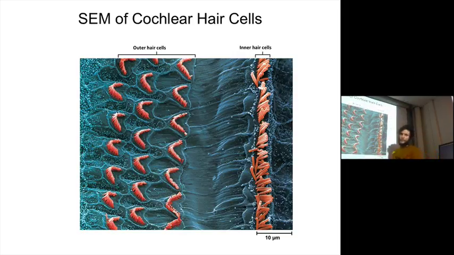So here is a scanning electron micrograph of the hair cells. The tectorial membrane has been removed here. We can look down onto the organ of Corti. Here are the outer hair cells. Here's the slope. Here are the inner hair cells. And back here would be the center of the cochlea and the spiral ganglia that are connected to each of these. That's a colorized image, obviously.